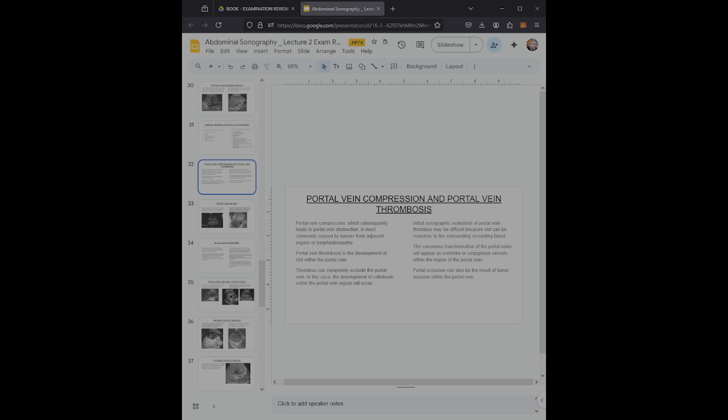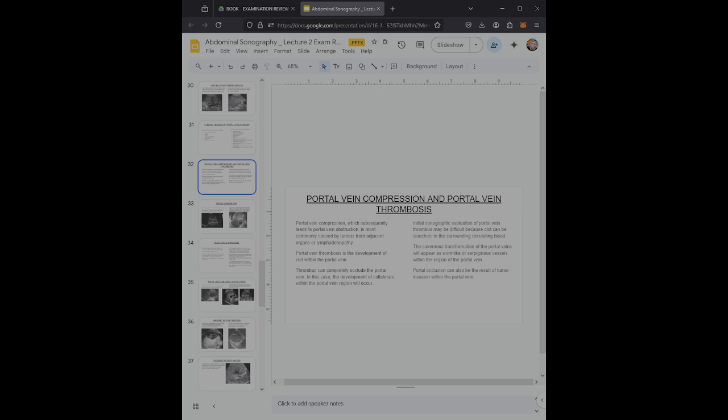The thrombus can completely occlude the portal vein, and in this case the development of collaterals within the portal vein region will occur. And these collaterals are small vessels that try to shunt blood around the clot, and it results in a mesh of tiny vessels surrounding this area, and we term this a cavernous transformation. In addition to this, as the disease progresses, larger collaterals can develop, and these patients may complain of abdominal pain, low-grade fever, leukocytosis, hypovolemia, and they will present with elevated liver function tests.